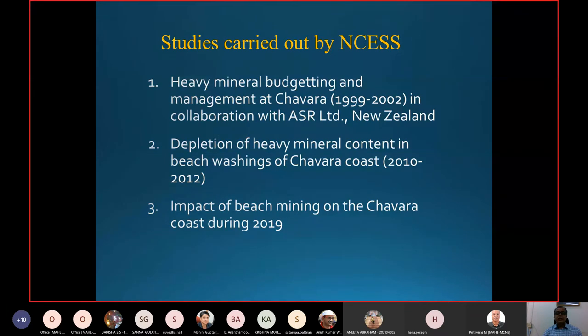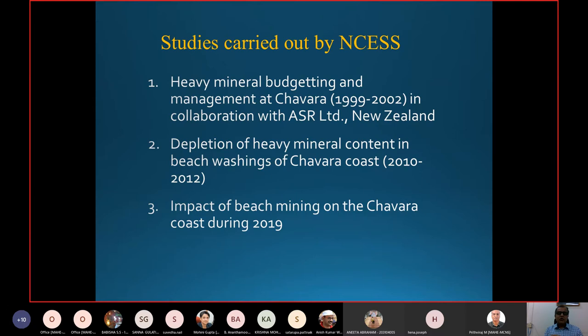We did the budget in 1999, 2002. And then in 2010, there was a drastic reduction from 60%, I think not even 10 to 15% concentration was there. So that was the scenario of how a tsunami has affected even the coastal resources.